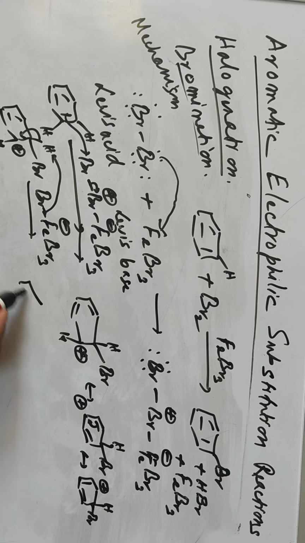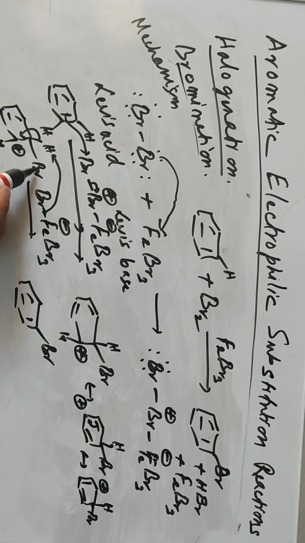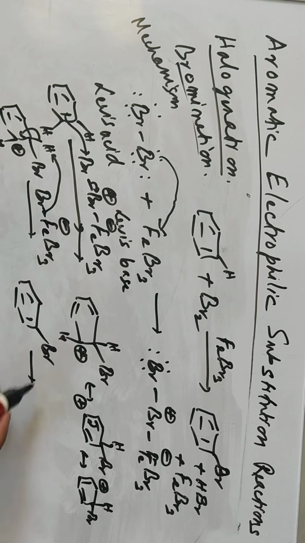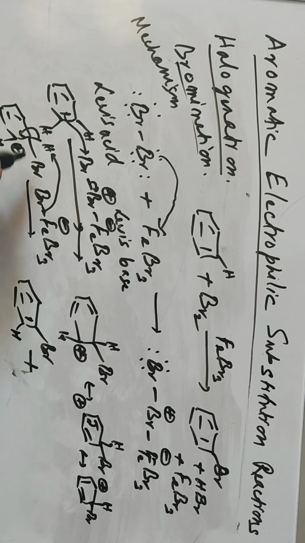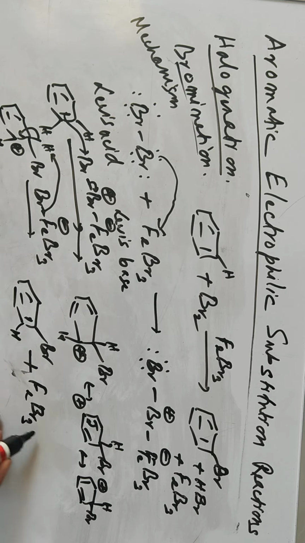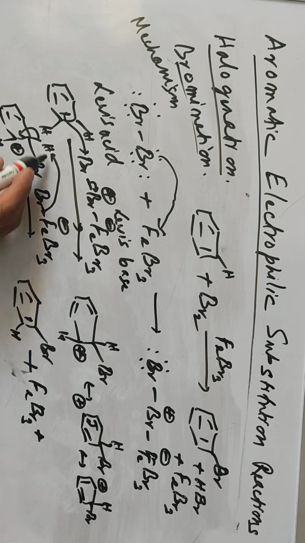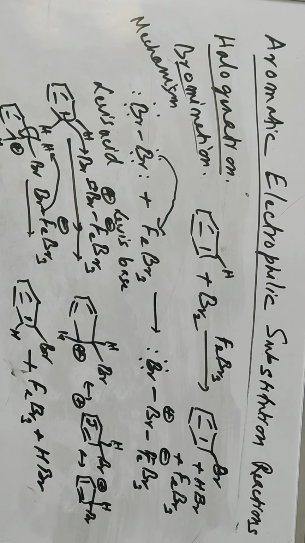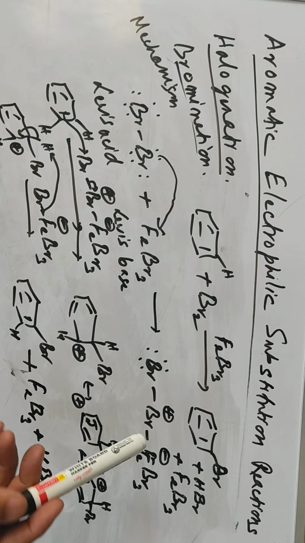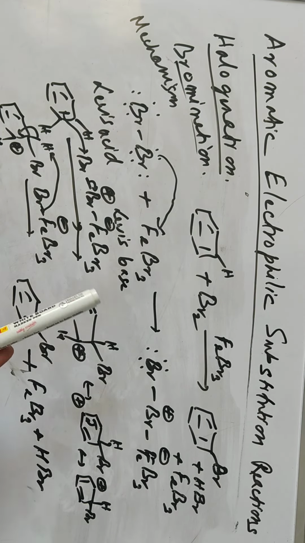So the product will be this bromine here, and then this becomes a double bond here, positive, and then here we have hydrogen. Okay, so this hydrogen is replaced by bromine. Then we have FeBr3, the catalyst, which is regenerated, and then we have HBr. So this is the mechanism of the formation of halobenzene by reacting benzene with bromine.